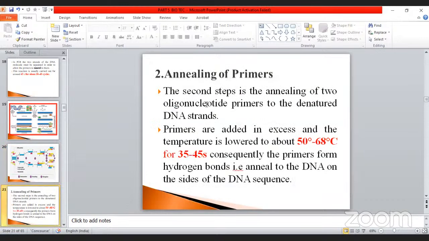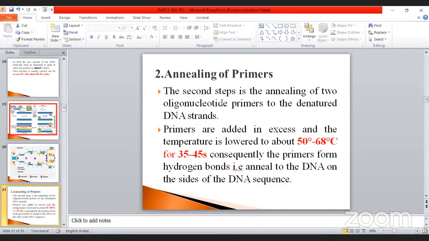Annealing of primer. The second step is the annealing of 2 oligonucleotide primers to the denatured DNA strands. The primer is added in excess and the temperature is lowered to about 50 to 68 degrees Celsius for 35 to 45 seconds. Then the primer will easily be complementary to the DNA molecules. Otherwise, the primer will not connect with the parental DNA. Consequently, the primer forms hydrogen bonds and is annealed to the DNA on the side of the DNA sequence.